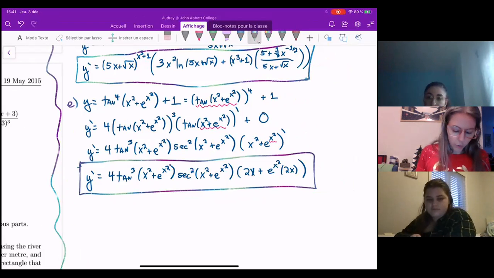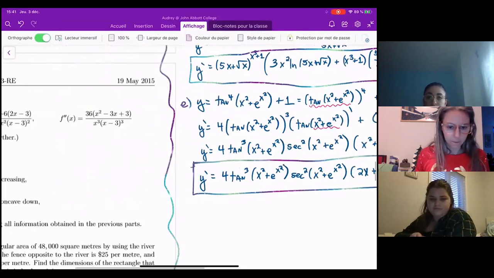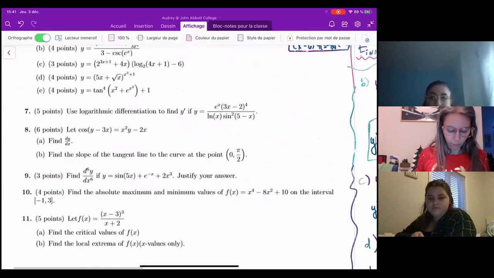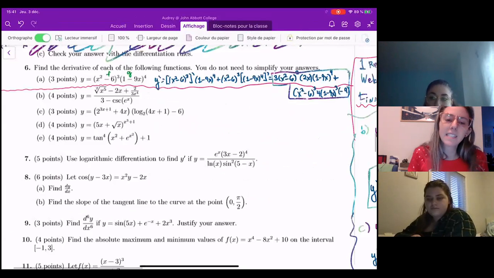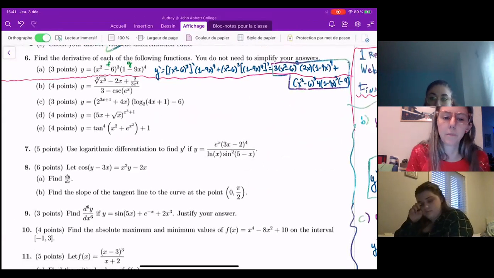Okay, we're not going to do the next problem. I just want to talk about it briefly. We'll do it next class. It specifically tells me to use logarithmic differentiation to find y prime in question 7. Why is logarithmic differentiation a good plan?